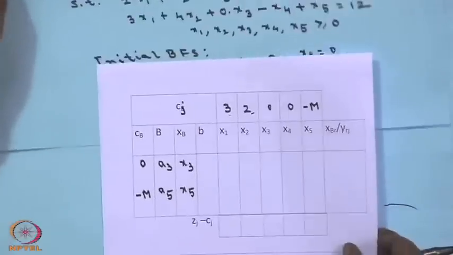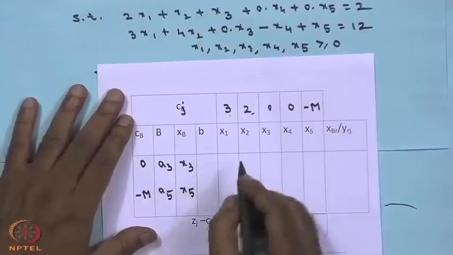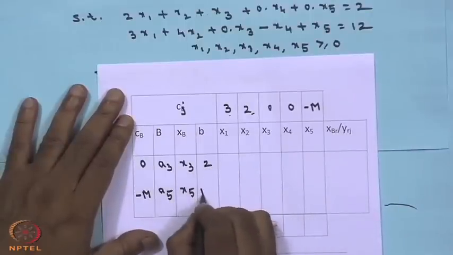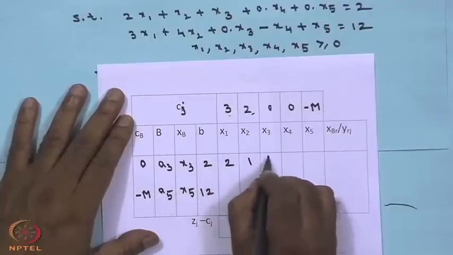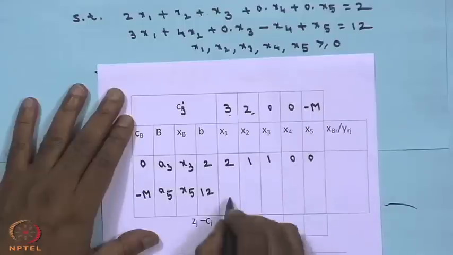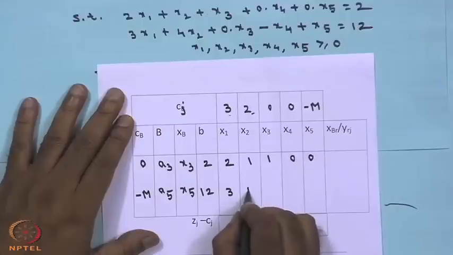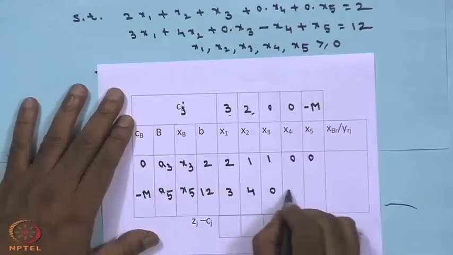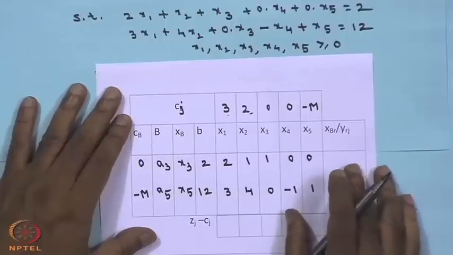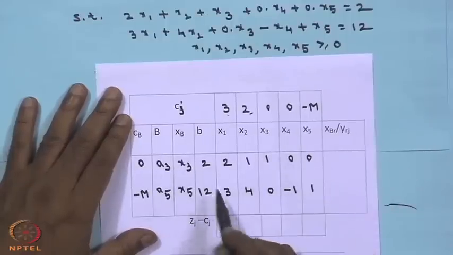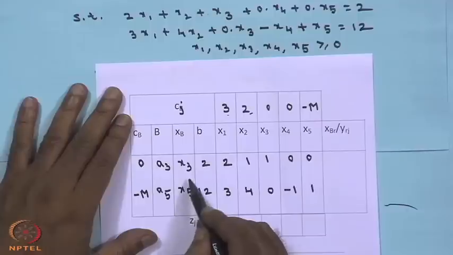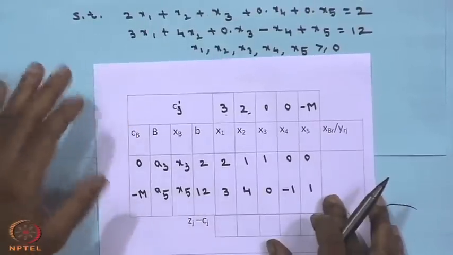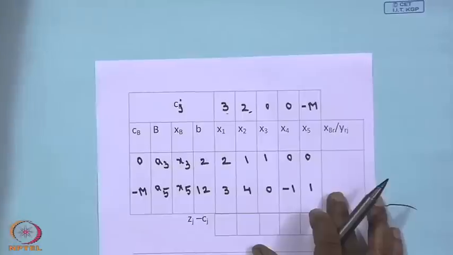So, now write the coefficients for the first constraint. Your value of b is 2 and 12, whatever is there on the right hand side. So, it becomes 2, 1, 1, 0, 0, whereas this becomes 12, 3, 4, 0, minus 1 and 1. So, this is the initial table. By writing the coefficients for the first constraint and second constraint, you are writing this. Please note that x3 and x5 are the initial basis.